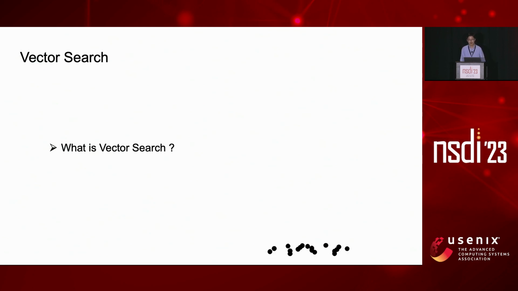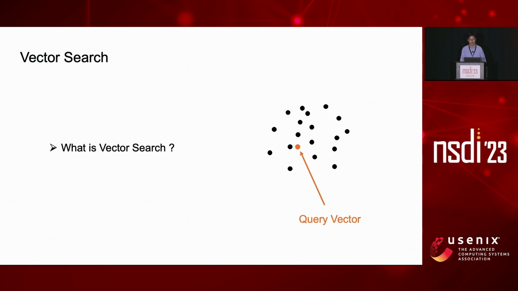As shown by this animation, there are some black points denoted as the database vectors. The orange point represents a query vector from users. Vector search is aimed to find the top k nearest vectors as soon as possible. In this example, the system should return the blue point as the top one result.